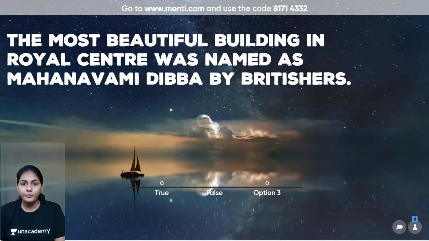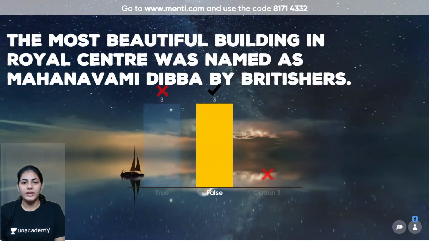Time is up. Okay, that's an equal distribution of answers, but I would say the answer is false. So whoever has given this as true, just go back to your textbook and check it. The answer is false because Mahanavami Dibba, though it is great, though we have talked about it in great detail, was never called the beautiful building by the Britishers. In fact, if you remember properly, we also discussed the Lotus Mahal, right? The Lotus Mahal was actually called the beautiful building in the Royal Center by the Britishers. So that's why the statement is false.